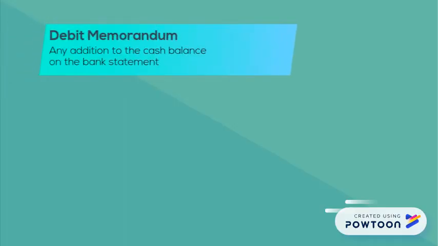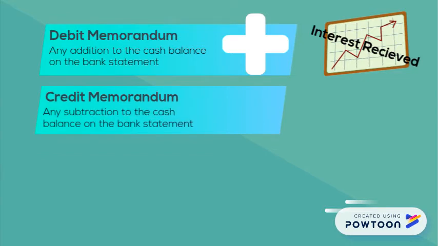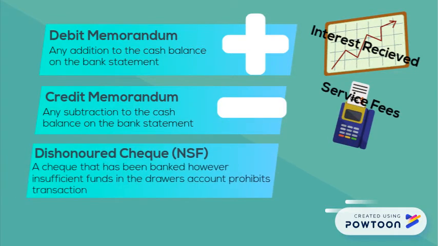Furthermore, a debit memorandum is any addition to the cash balance on a bank statement, such as interest received, while a credit memorandum is any subtraction, a service fee for example. A dishonoured cheque is a cheque that has been banked, however insufficient funds in the drawer's account prohibits the transaction.